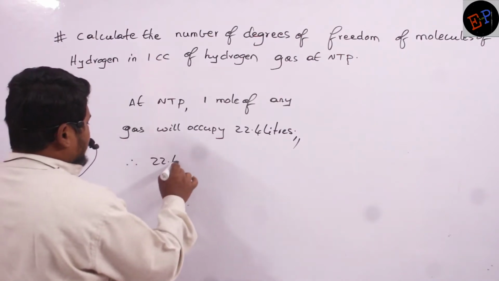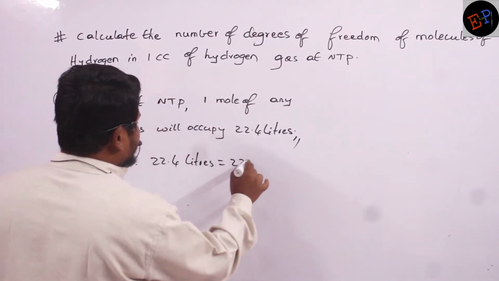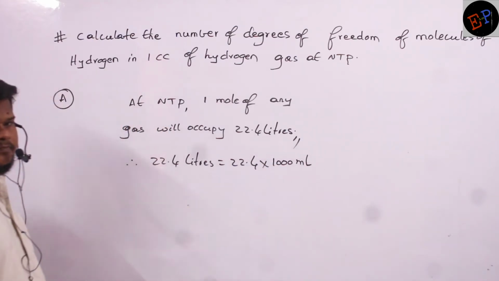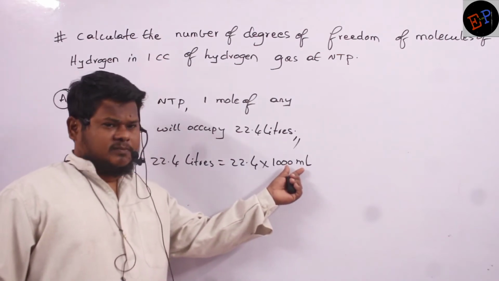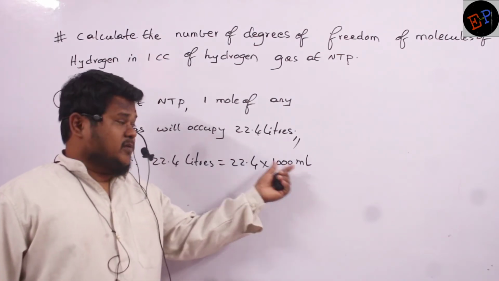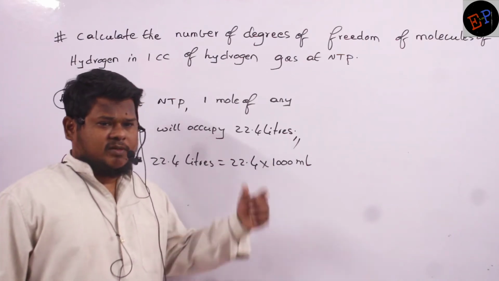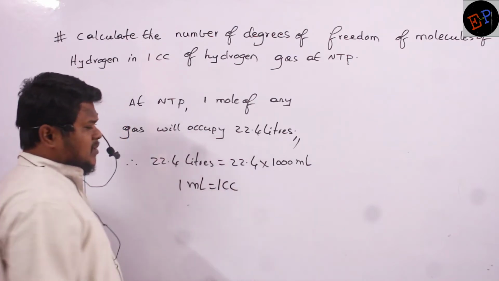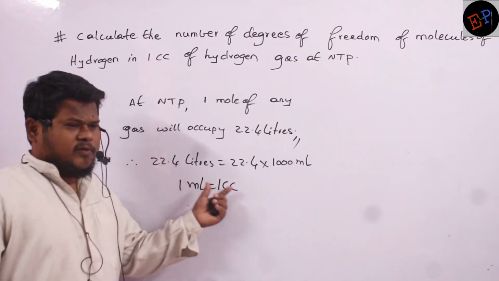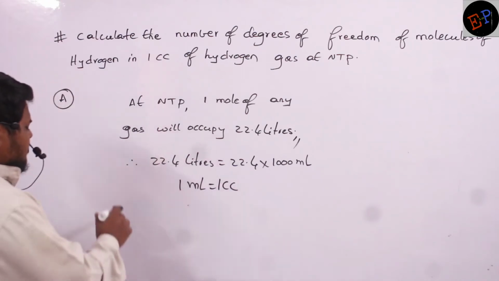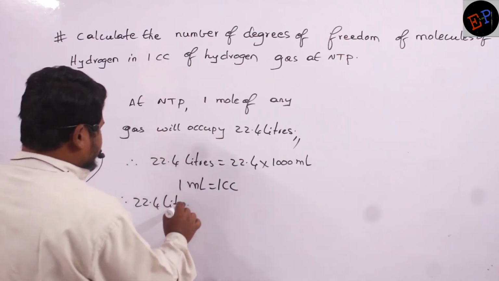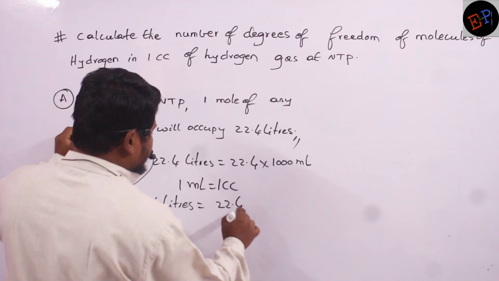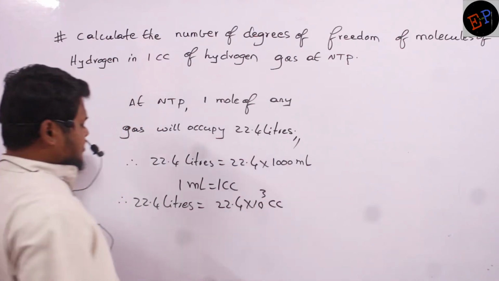So 22.4 liters, I can also write it as 22.4 multiplied by 1000 milliliters. Milli means 10 power minus 3, no? 1 liter is equal to how many ml? 1000 ml. And 1 ml is nothing but 1 cc. Ml and cc both are same: milliliter and cubic centimeter are the same. Clear, no? Therefore, 22.4 liters can also be written as 22.4 into 10 power 3 cc.